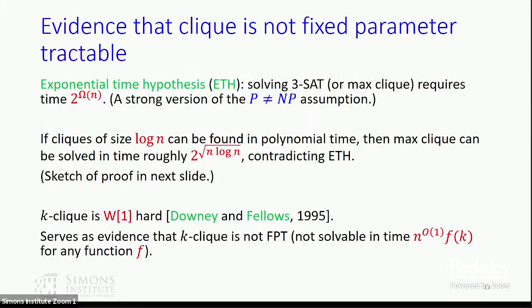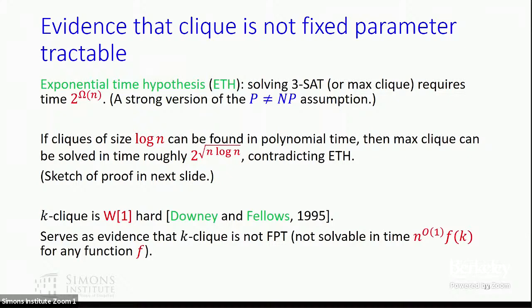But we have some evidence that clique is not fixed parameter tractable, in the sense that it cannot be solved in time, let's say, polynomial in n times some function of k. So one assumption that we can use is the well-known exponential time hypothesis. This hypothesis says that solving 3-SAT requires time really exponential in n. It's a stronger version of P not equals NP, which just says that polynomial time does not suffice. And the same hypothesis says that the same holds for max clique. These problems are interreducible to each other.